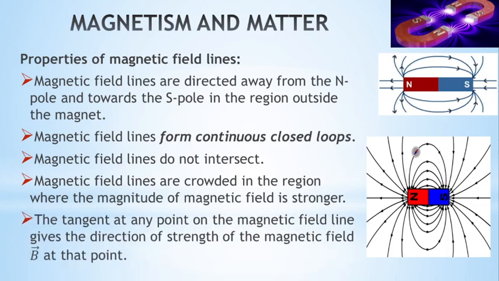If you draw a tangent at any point on a magnetic field line, that tangent gives the direction of the magnetic field, because the magnetic field is a vector quantity. The magnetic field is denoted by the letter B. You have already known in the fourth chapter that B is used to indicate the magnetic field. Okay, these are the very important points, the properties of magnetic field lines.